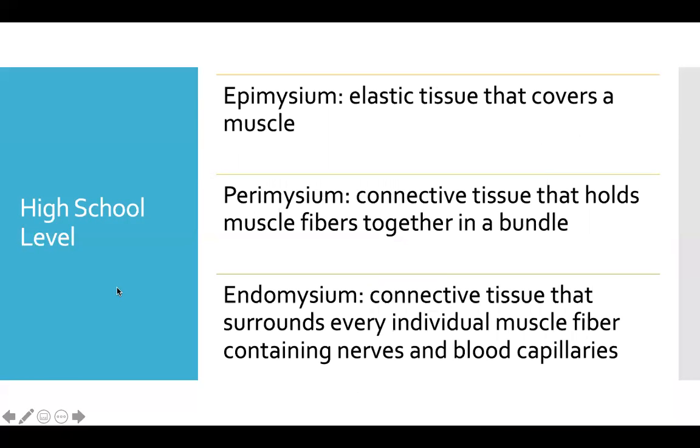Epimysium is the elastic tissue that covers a muscle. Perimysium is the connective tissue that holds muscle fibers together within a bundle. And endomysium is the connective tissue that surrounds every individual muscle fiber, containing nerves and blood capillaries.